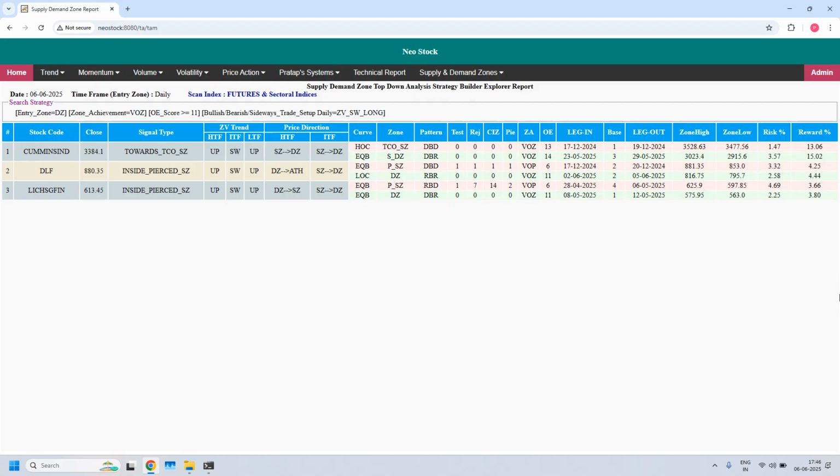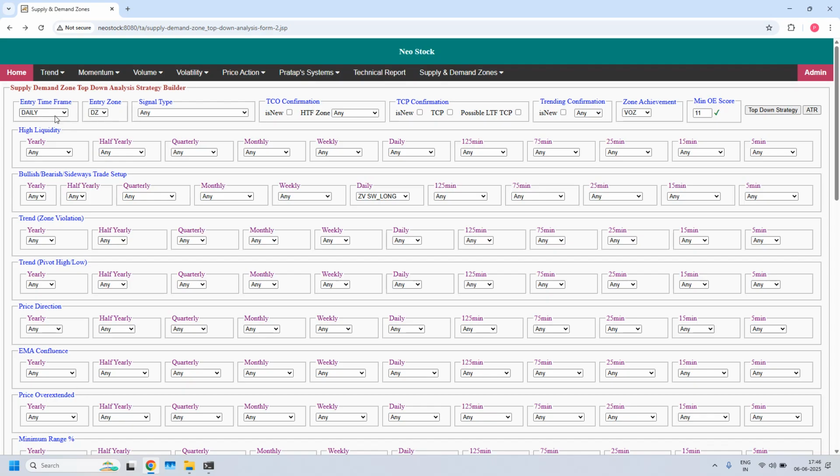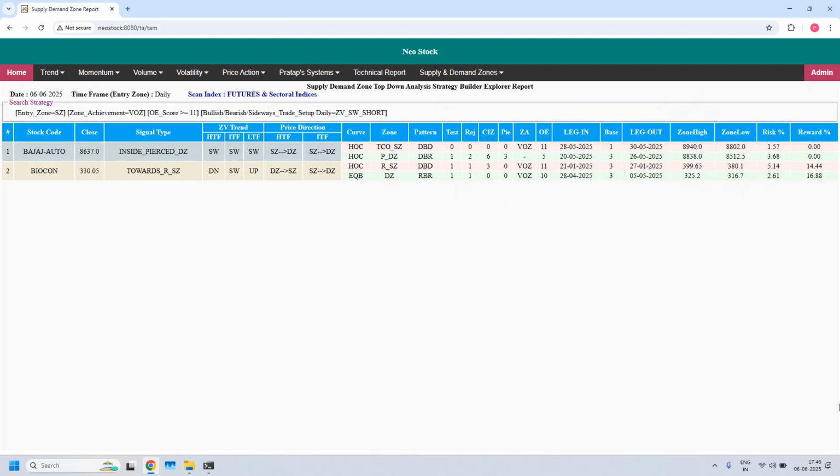Next, sideways short trade setup for monthly income trade. Entry time frame daily, but entry zone should be supply zone. And also here at daily time frame I am selecting sideways short. This time both the filters are applied to daily supply zone. Let's filter. We got 2 stocks. Sideways short trade setup. So here this zone is already tested.